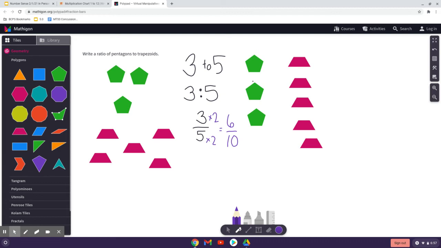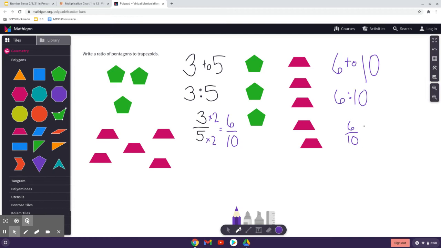Now, if I wanted to write this with the word "to," then I would now have a group of shapes with a 6 to 10 ratio. Or you could use the colon, and we're talking about the 2 dots, not the body part. You could write it like this, and then of course you can write it in fraction form like this.